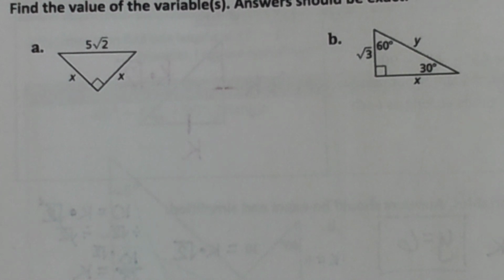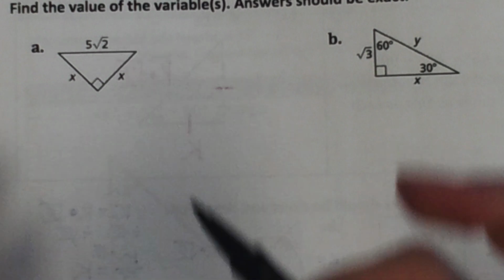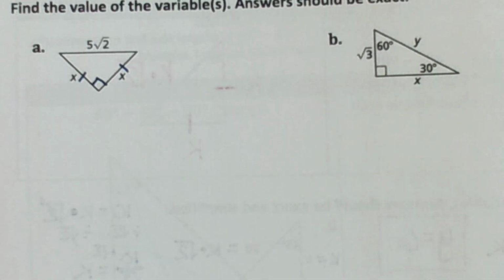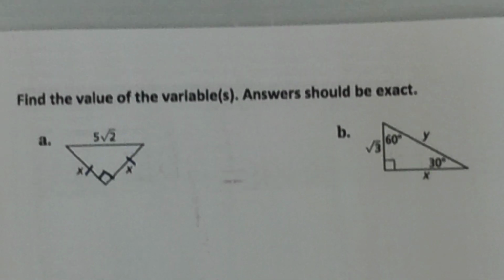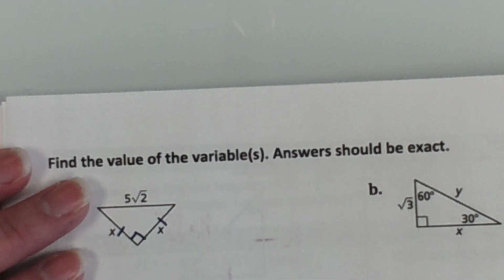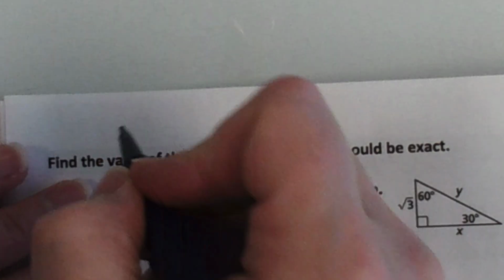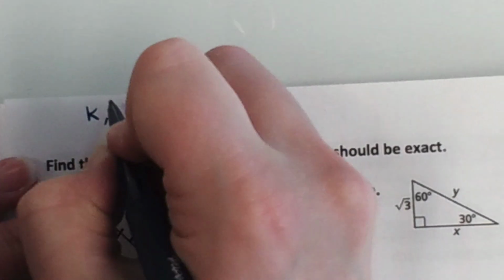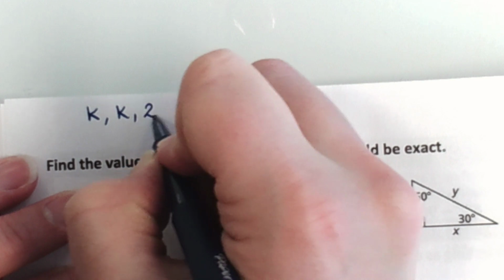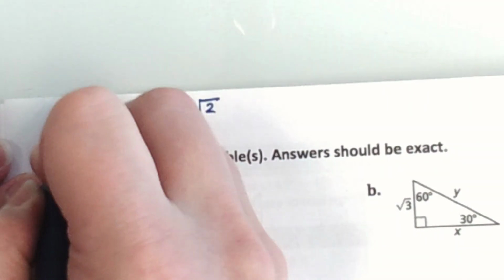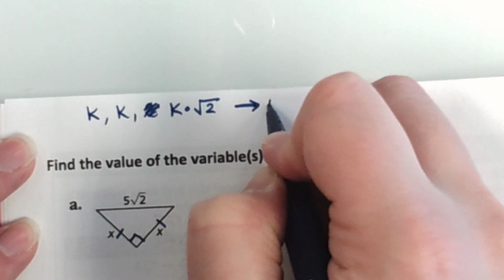First thing you do is you identify the type of triangle it is. This first one is a 45, 45, 90, because I've got a right angle and I've got two congruent legs. On a 45, 45, 90, what are the different side length things that go on it? Like, what are the k's? I know one of them's k. k, k. There's another k, and then the hypotenuse is k times square root of 2. So that's the 45, 45, 90.